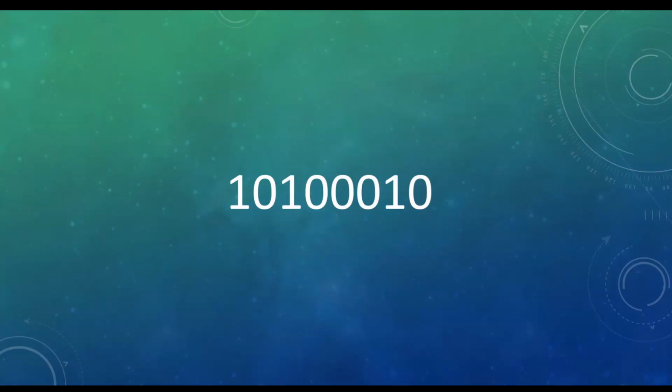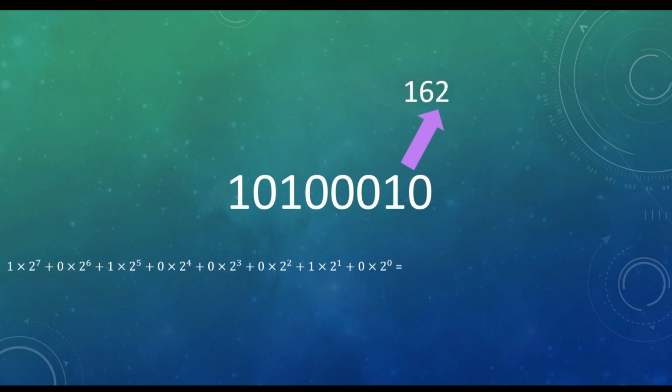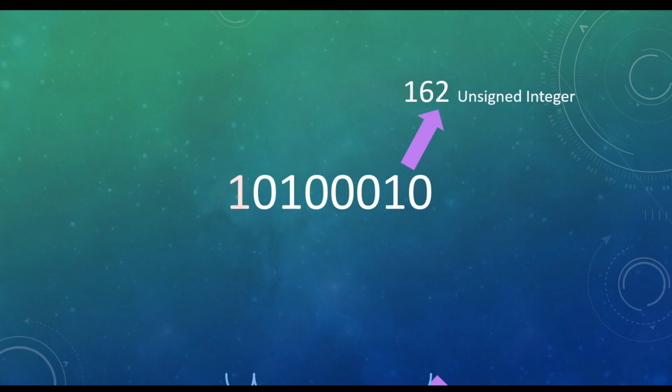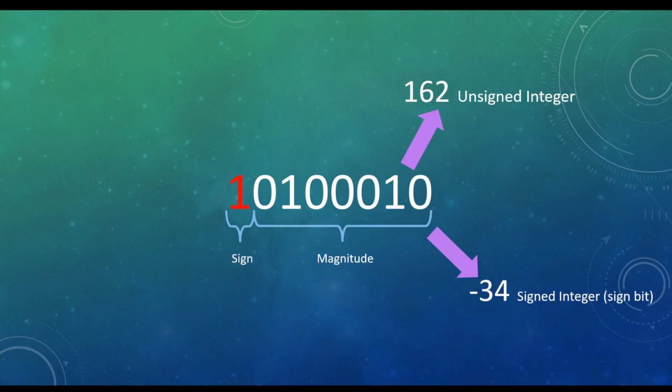If we look at this number, then again it can be 162 in decimal, and if we want to convert from binary to decimal, that's the well-known formula that we use. But that's only true if we are looking at it as an unsigned integer. It can also be a signed integer, and the MSB, the most significant bit, will tell us if that's a positive or a negative number. In this case, it means minus 34.